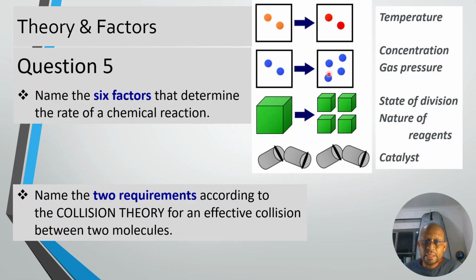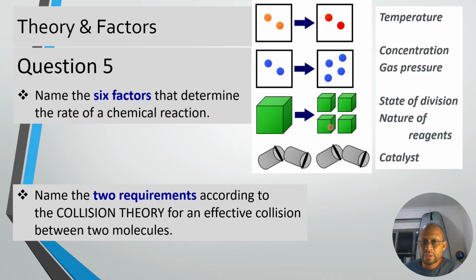Now, increase in concentration of those substances will generally lead to an increase in the reaction rate. The same can be said for gases if they're under pressure. So if you increase the pressure of the gas, depending on the mole ratio and what's happening, you can have an increase in the reaction rate.